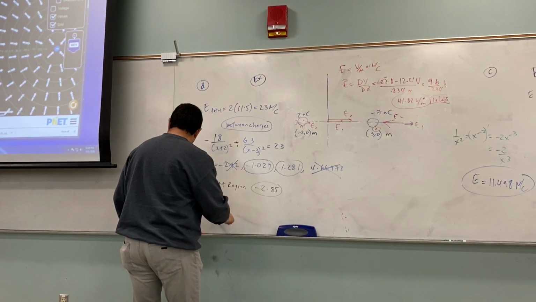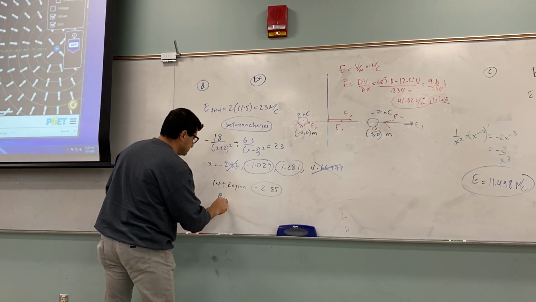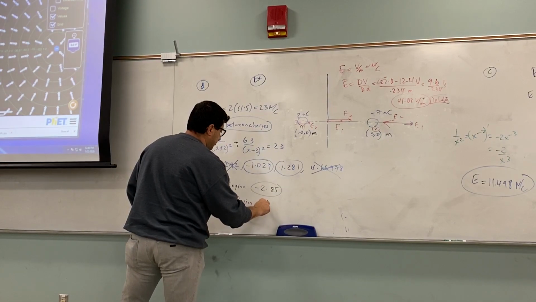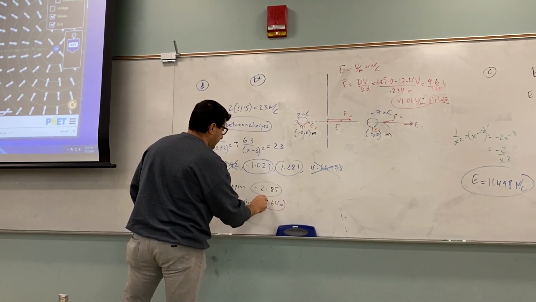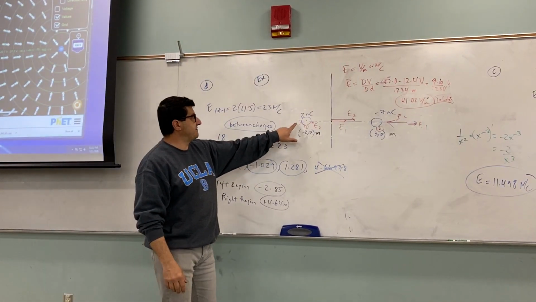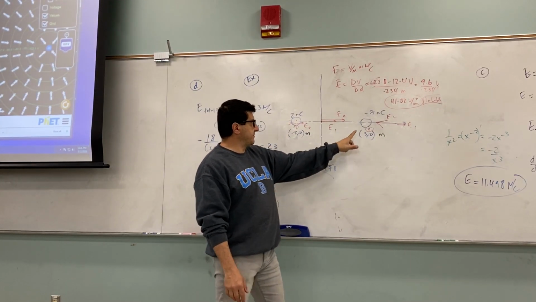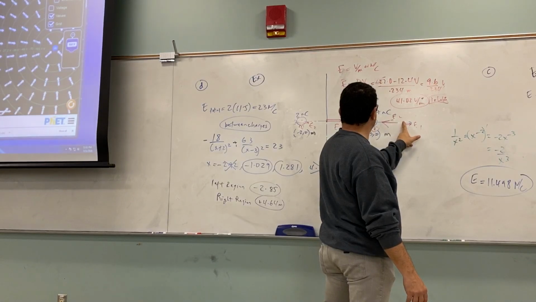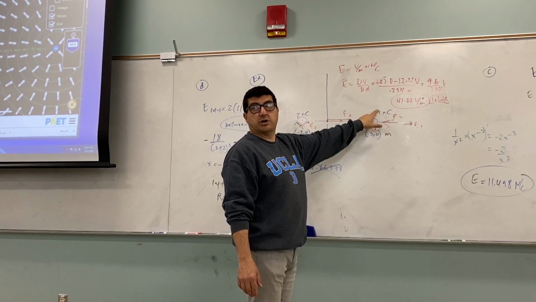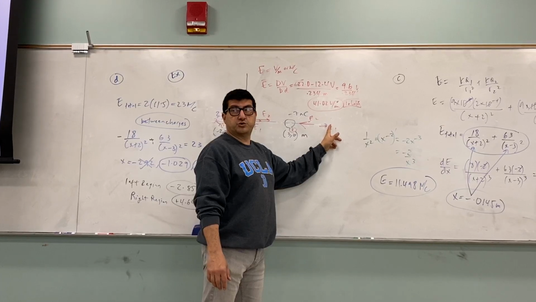So in the right region, it's plus 4.64, which is 1.6 meters. So over here, it's very close to this guy. It's kind of weird how that works. But then over here, you have to go further away. Oh, because this is so strong. Yeah, this charge is so strong. You have to go further away from it in order to get 23.